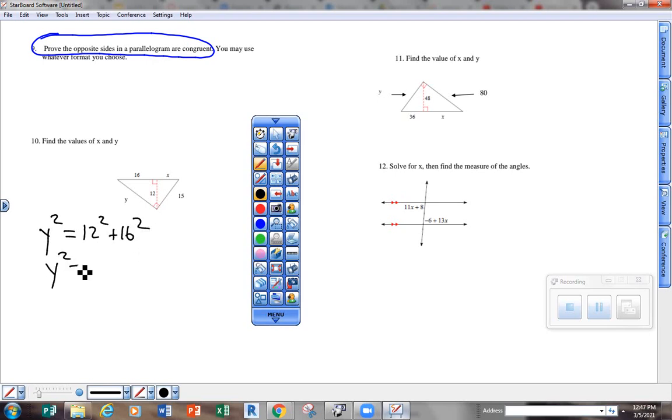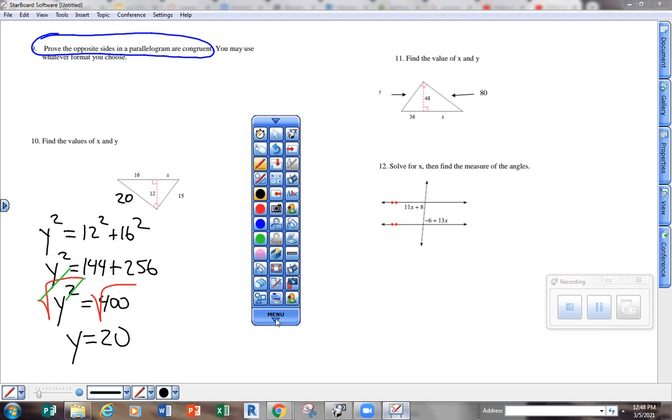That gives me 144 plus 16 squared, which is 256. Add that to 144 and it gives me y squared equals 400. Square root both sides, which will cancel the square, and that gives you y equals 20, I believe.